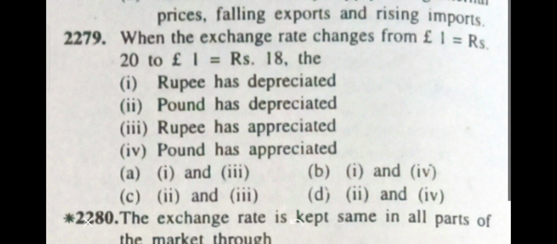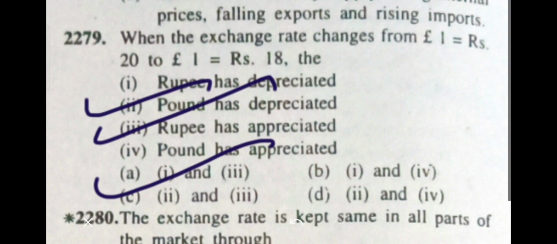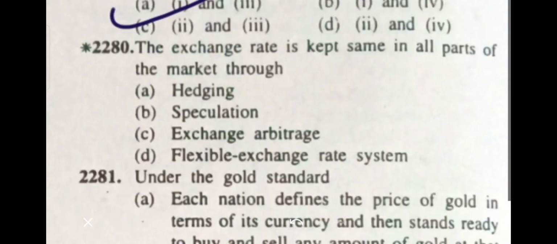Pound has depreciated, rupee has appreciated. तो C इसका right answer है. The exchange rate is kept same in all part of the market through exchange arbitrage.